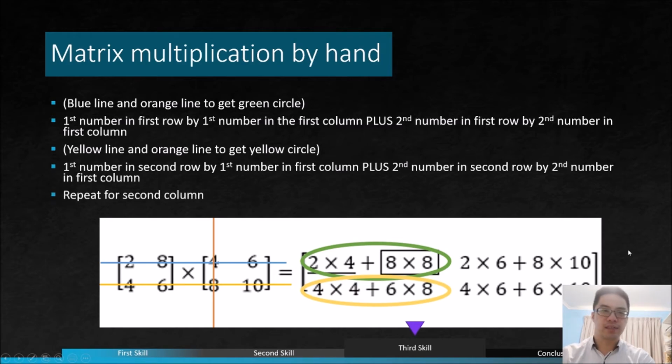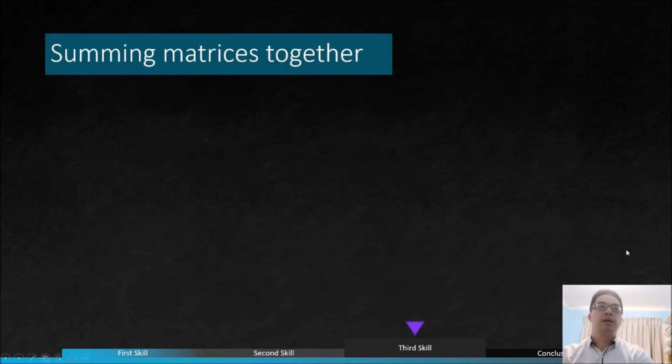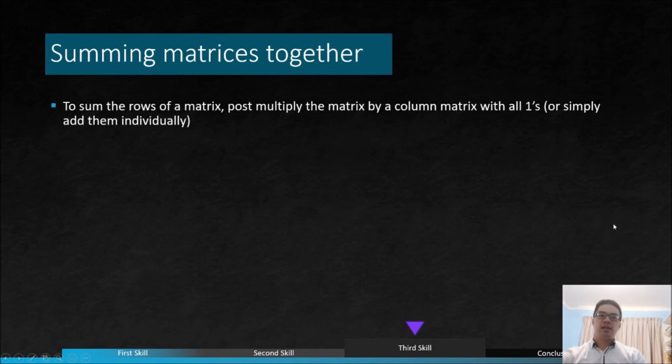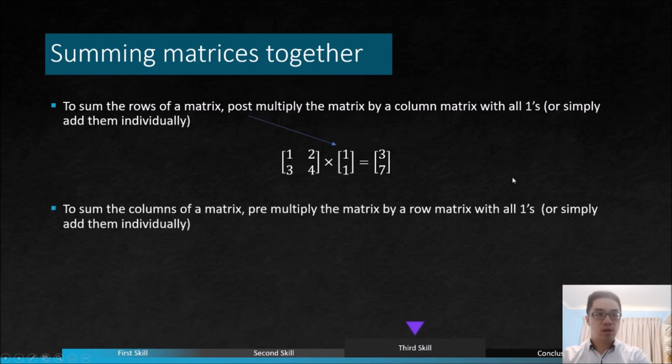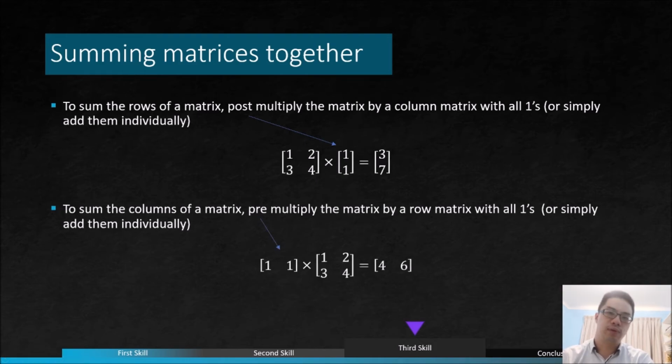And then you repeat for the second column. Summing matrices together. In order for you to sum the rows of a matrix, you just need to post multiply the matrix by a column matrix with all ones. So post multiply meaning I put the column matrix of ones afterwards. To sum the columns of a matrix, pre-multiply the matrix by a row matrix with all ones. So pre-multiply meaning I put the row matrix of ones before the actual matrix, and it will add it all up for you.